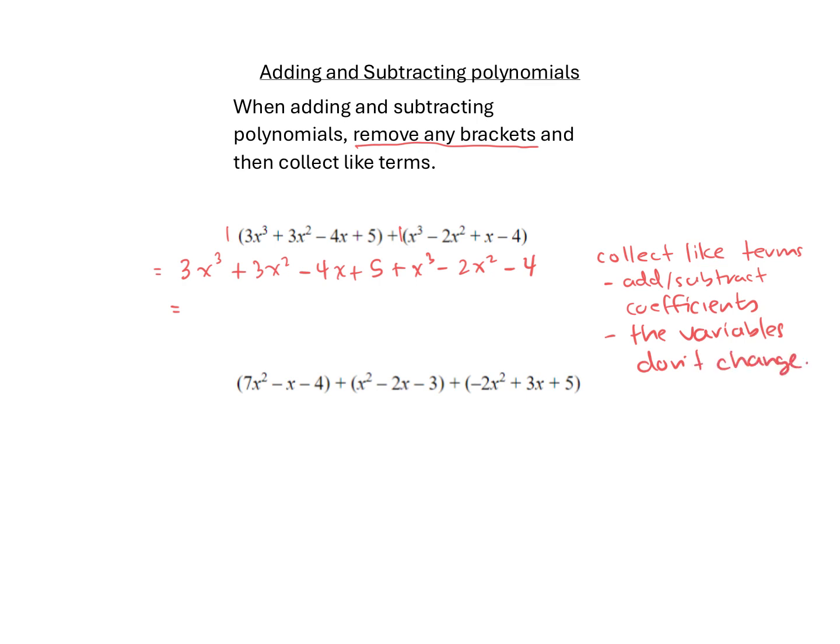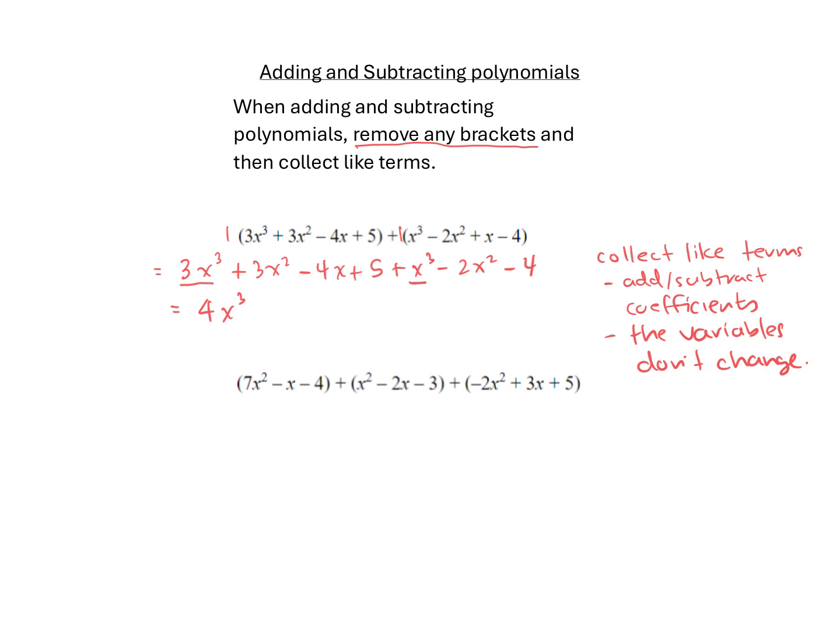So sometimes it's a good idea to underline like terms. So this is x to the power 3 and that term. So I'm going to add the coefficients. We have 3 plus 1 is 4. And x to the power 3 does not change. The variables stay the same. So just think of it as adding things, right? I'm just adding how many things I have. Those things aren't going to change.